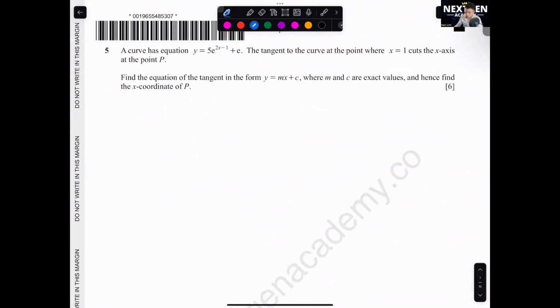A curve has equation y equals to 5e power negative 2x minus 1. The tangent to the curve at the point where x equals 1 cuts the x-axis at the point P. They want you to find the equation of tangent in terms of y equals mx plus c. M and c need to be exact values. Then find the x coordinate of P. Just the x coordinate. So how do I find tangent to the curve when they give us a curve?